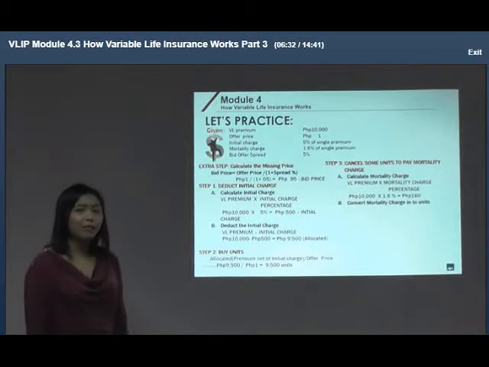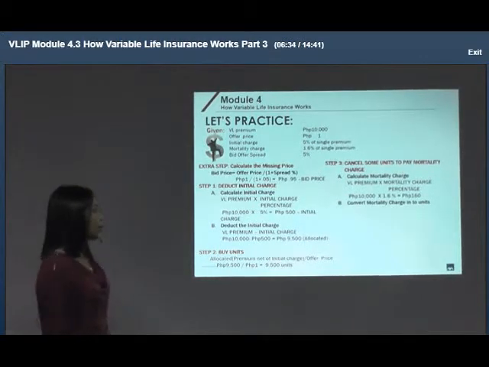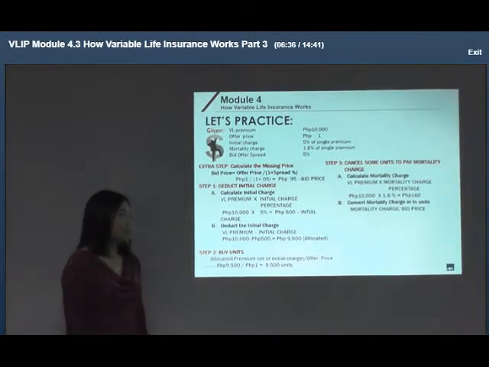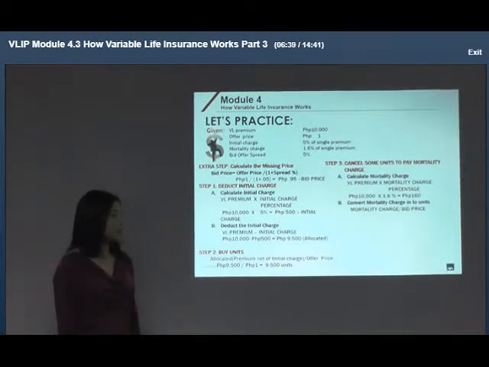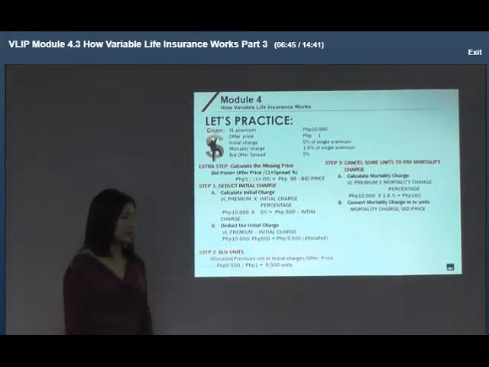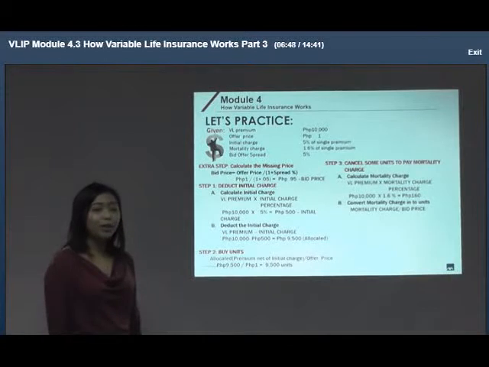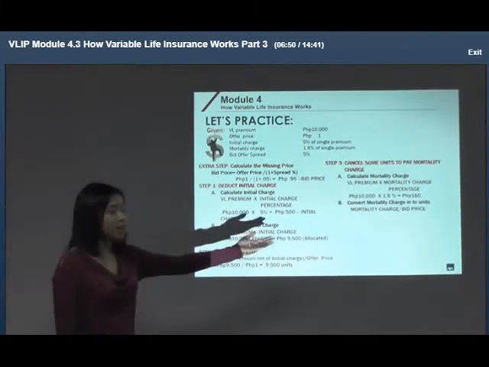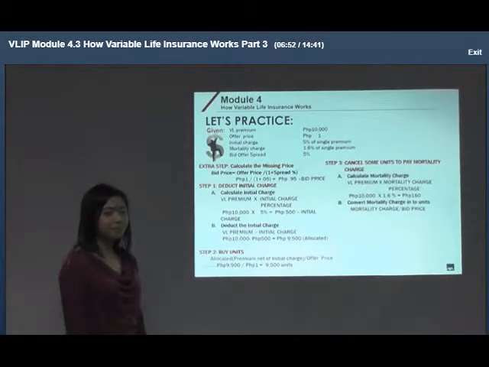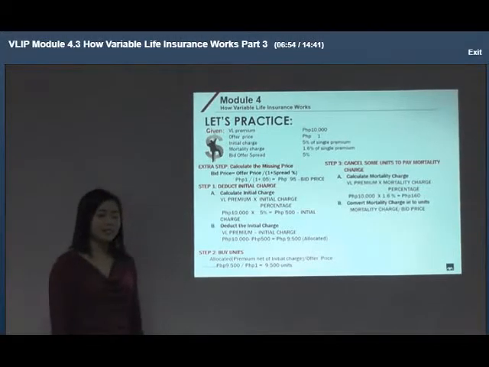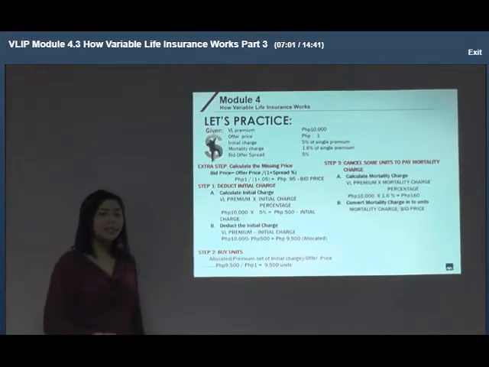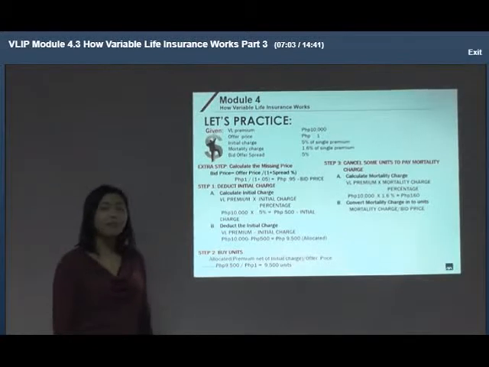And then we will convert the mortality charge into units. To do that, we will divide the mortality charge by the bid price. Notice that when converting the mortality charge, we use bid price. Why did we use bid price? Because charges are transactions that entail units going out of the variable life fund.